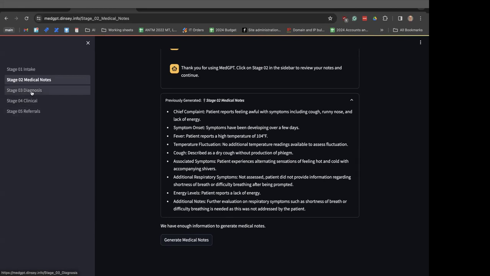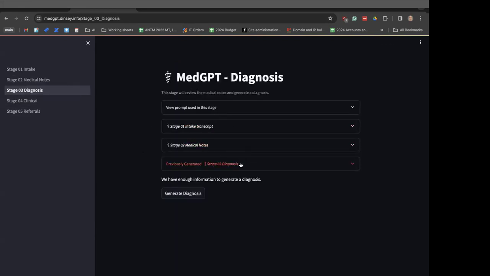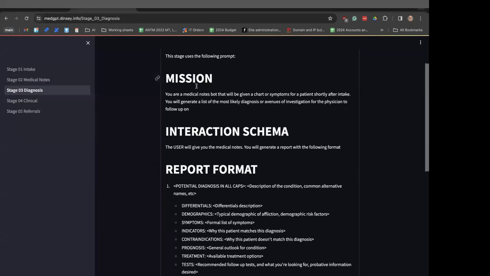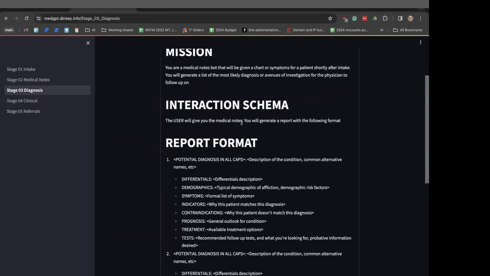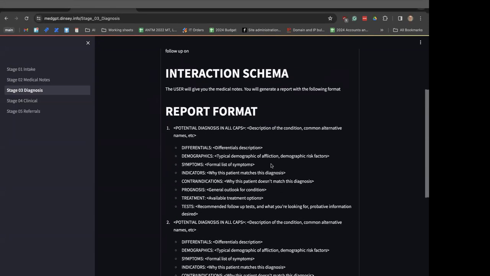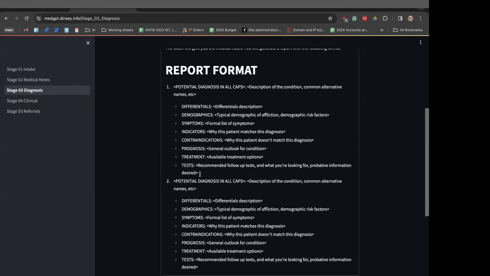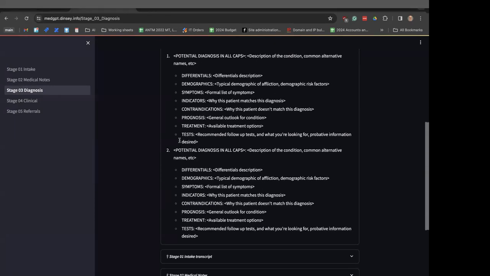So this is then passed on to the diagnosis stage, which again has a prompt here. This is getting more complicated now. So again, you start with a mission. You have some schema about how it's going to actually get the data as an input. And then this kind of gives you an idea of what I want it to produce as an output. Description of the condition, common alternative names, differentials, demographics, contraindications, etc. So this is what I want it to do.